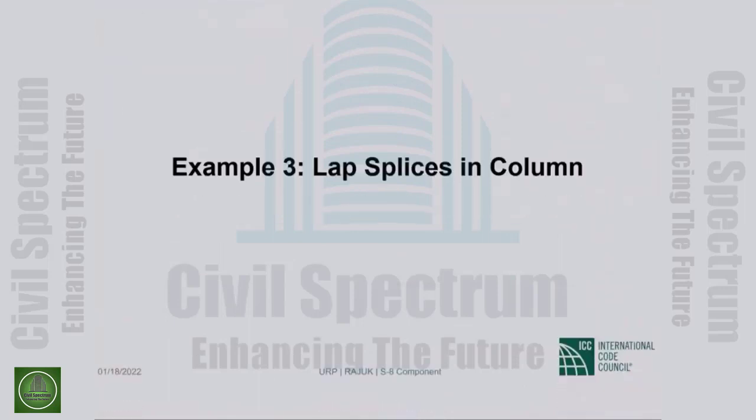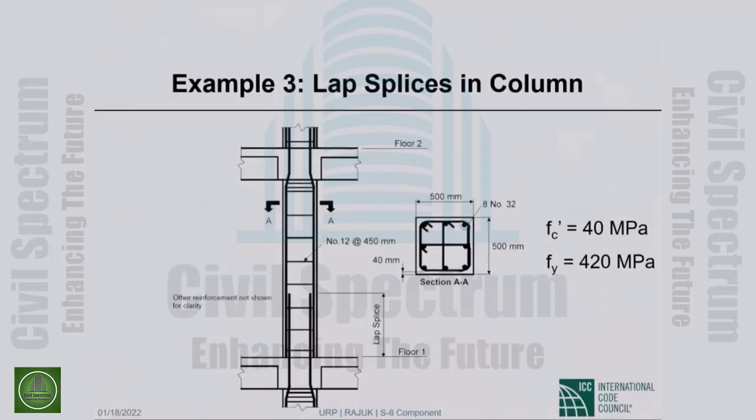So this is our final example. We have this 500 by 500 column, 8 number 32 bars, F sub C prime 40 MPa, F sub Y 420 MPa. The splices are at the floor level. As long as design category is no higher than C, you can do that. If design category is D, then the splices have to be in the middle half of the column height. That is an additional complication. We will not go there today. So this lap splice length is what we want to calculate.